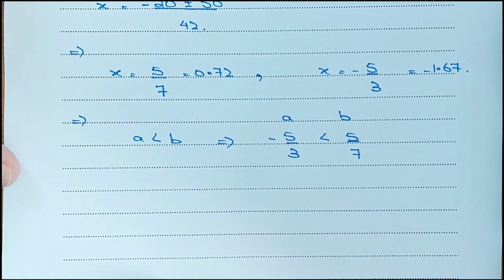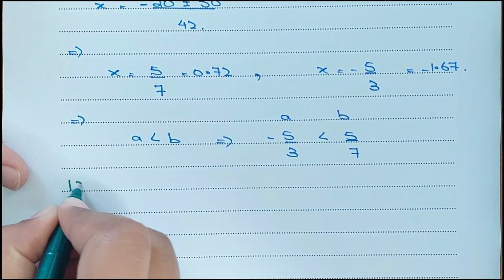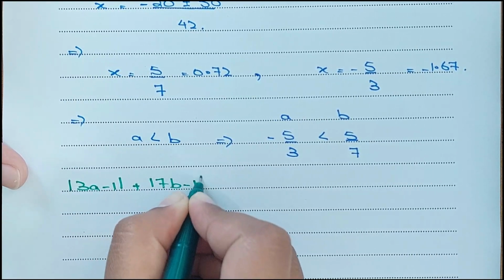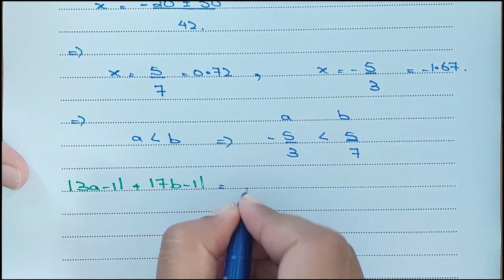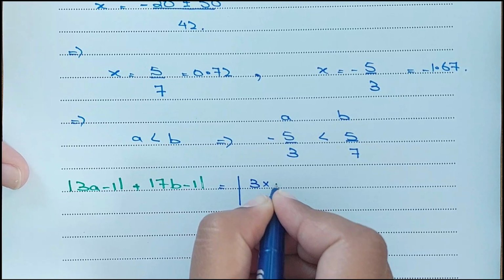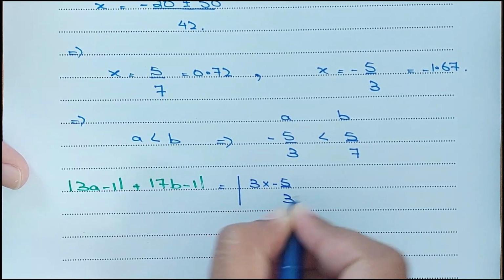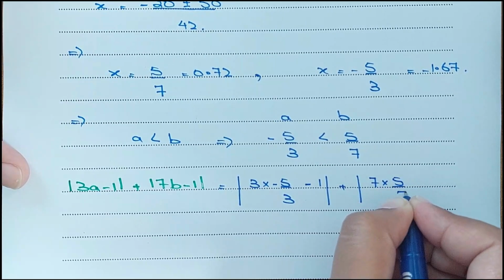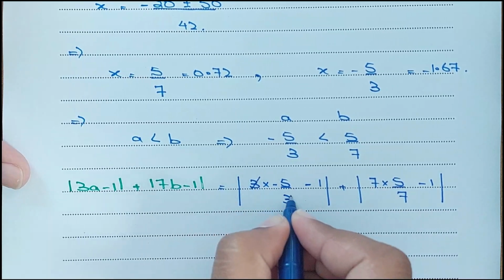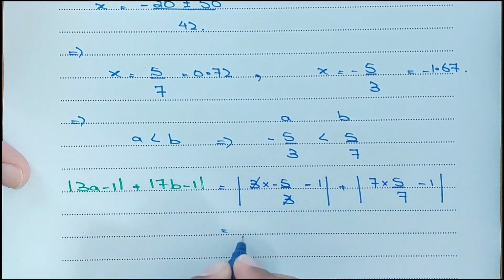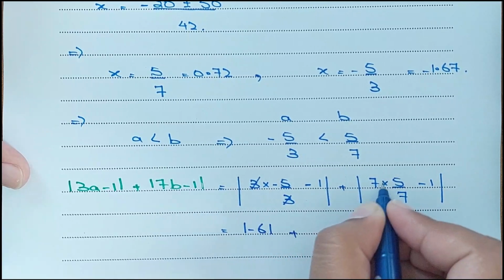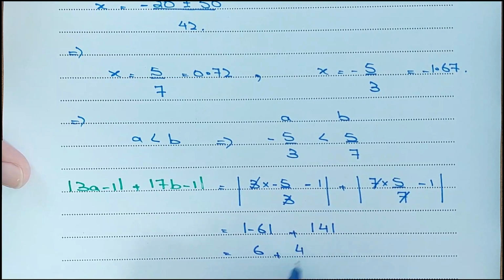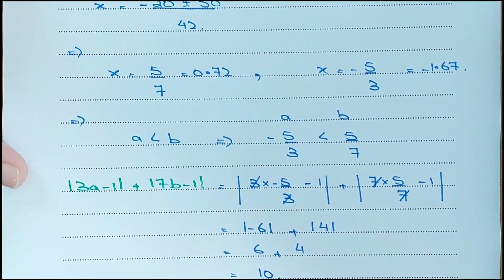Now we need to find the value of |3a - 1| + |7b - 1|. So we have the absolute value of 3 times a, which is -5/3, minus 1, plus the absolute value of 7 times b, 5/7, minus 1. 3 is cancelled with 3, we are left with -5 - 1, the absolute value of -6, plus 7 is cancelled with 7, and 5 - 1 is 4. So this is 6 + 4, which equals 10. So the value is 10.